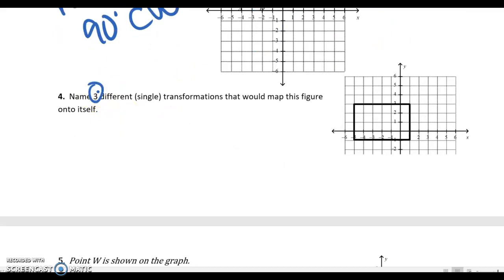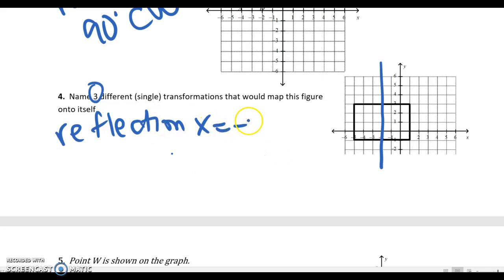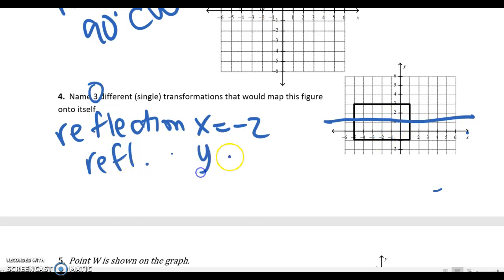For number 4, on the test, you're only going to have to give me one. You don't have to give me all 3. But for this one, it would have been a reflection on this line. And that line is x equals -2 because it went through the -2 on the x-axis. The other line that you could draw is this line, and that line is at +1. So you would write reflection again on +1 for the y-axis.